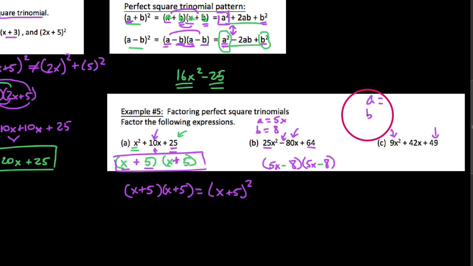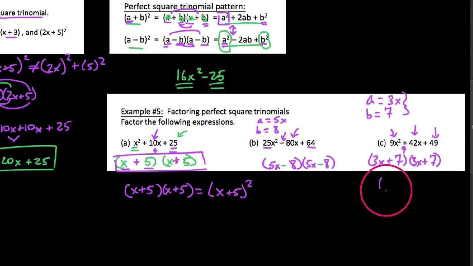In this instance, our a and our b would respectively be 3x for our a, because that times itself is 9x squared, and then 7 for our b, because 7 times itself is 49. My question is, if I take 2 times 7 times 3x, which, by the way, 7 times 3x is 21x, and I double that, I get 42. I do indeed get this. So this must be a perfect square trinomial, and we could write this as 3x in the front and 7 in the rear. And since this was positive, we'll say that these were both positive. And just to look forward to further sections in the future, we could write this as 3x plus 7 squared.